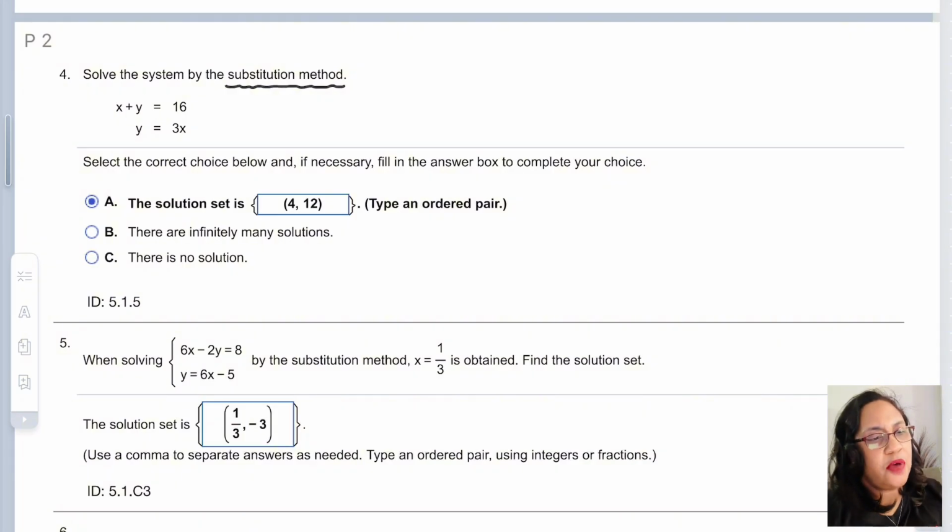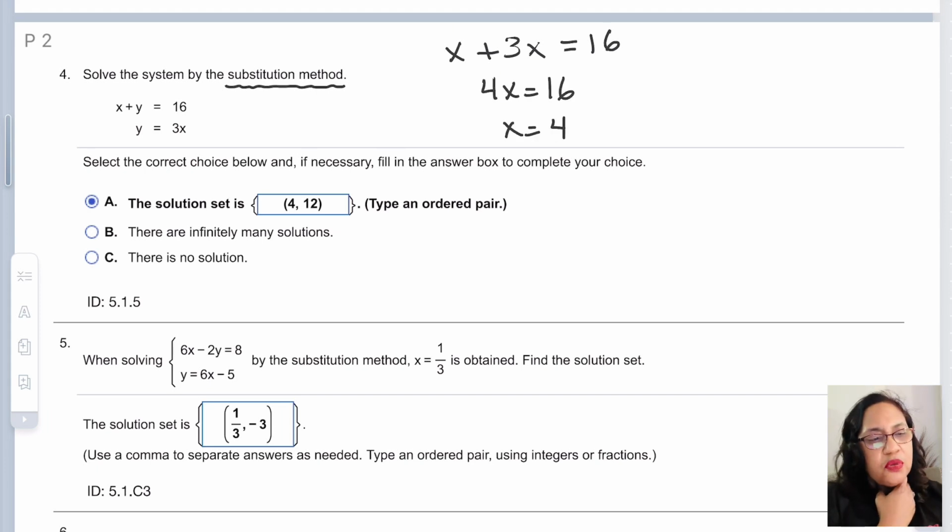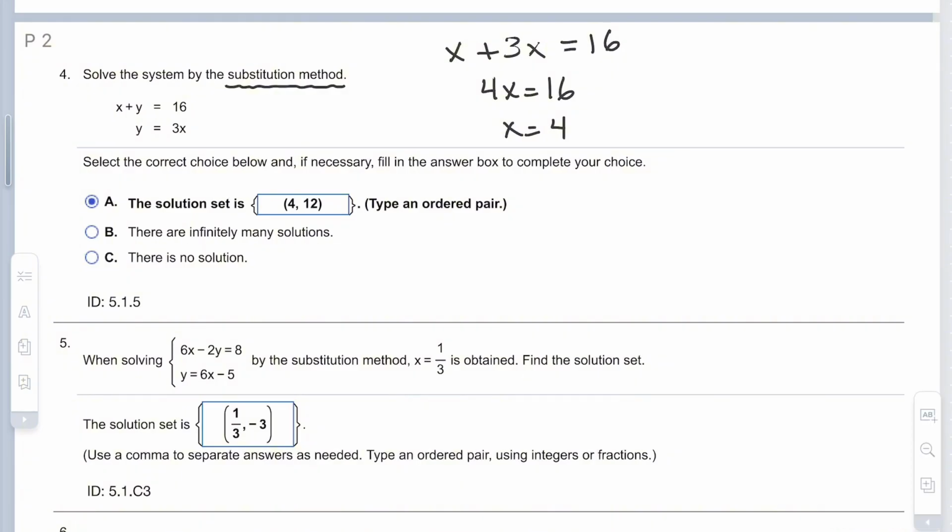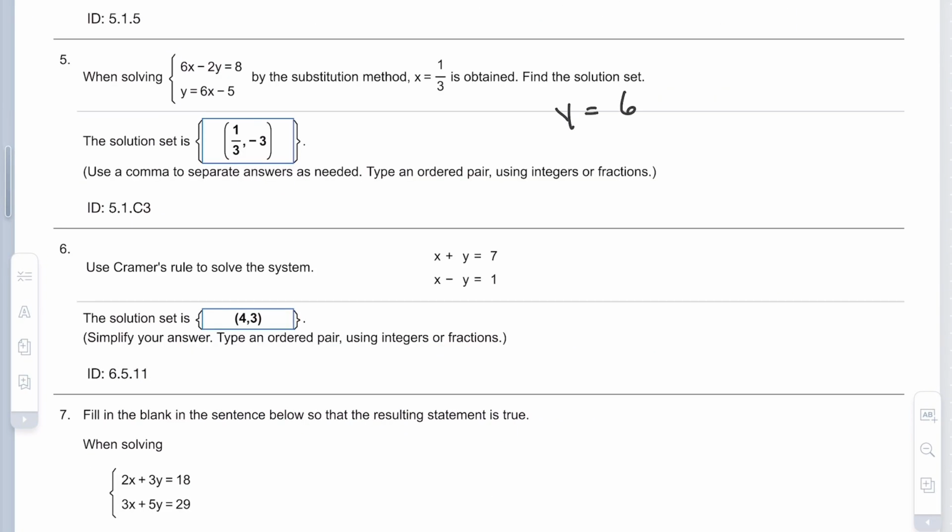And then solving with the substitution method, you're just going to use the first equation. You're going to substitute in 3x for y, and then you're just going to solve. For the next part, you're just going to substitute 1/3 in for x, and simplify and solve.